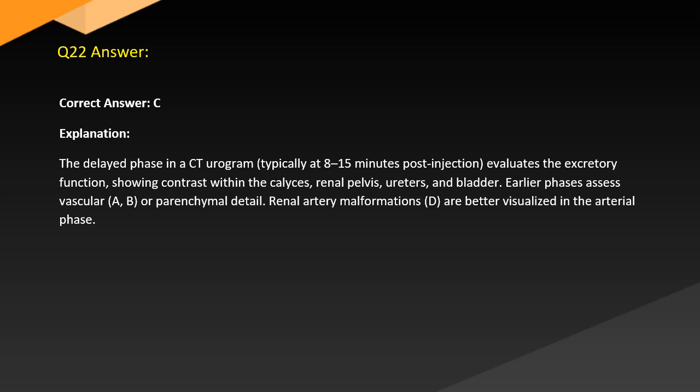Answer. Correct answer: C. Explanation. The delayed phase in a CT urogram, typically at 8-15 minutes post-injection, evaluates the excretory function, showing contrast within the calyces, renal pelvis, ureters, and bladder. Earlier phases assess vascular, option A, or parenchymal detail, option B. Renal artery malformations, option D, are better visualized in the arterial phase.